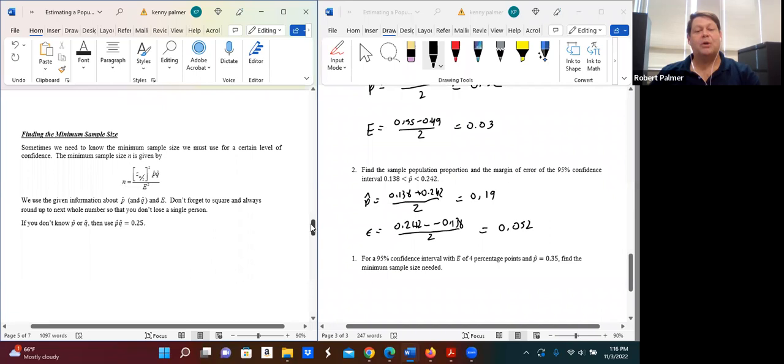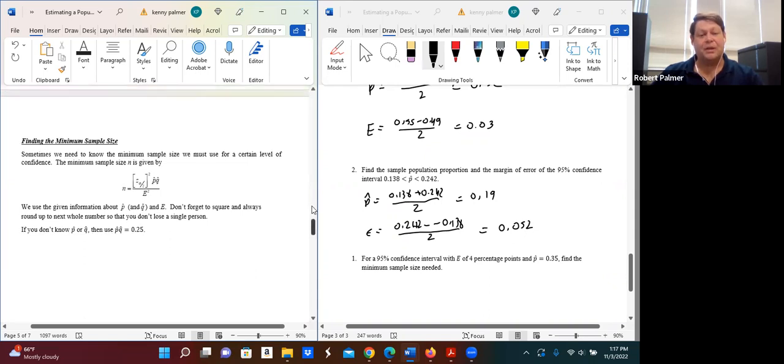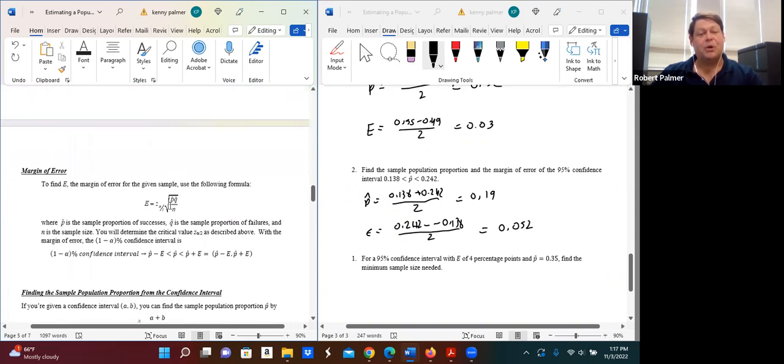So let's say you know what margin of error you want, and maybe you want to have a certain predetermined confidence level. So what sample size do you need? That's the next idea. So sometimes you know the minimum sample size you must use for a certain level of confidence. And it's given by this formula. And basically this formula is just the formula for the margin of error solved for n.